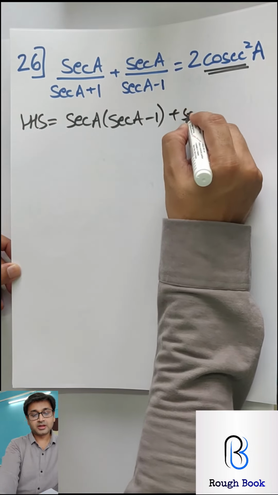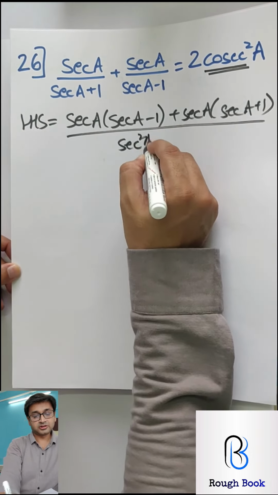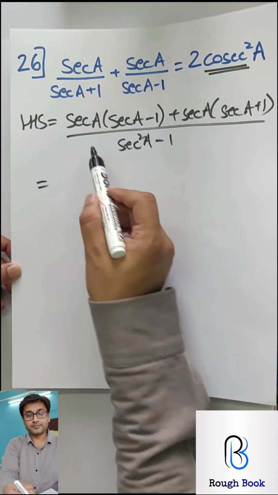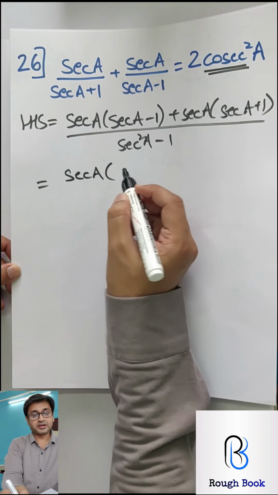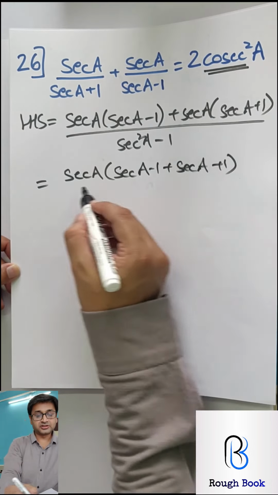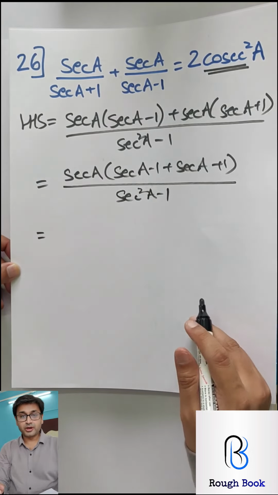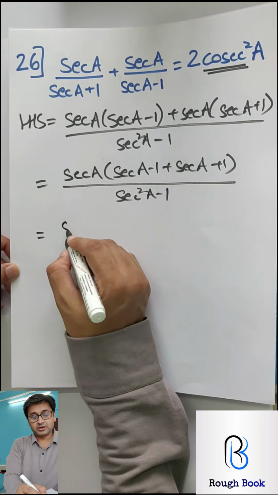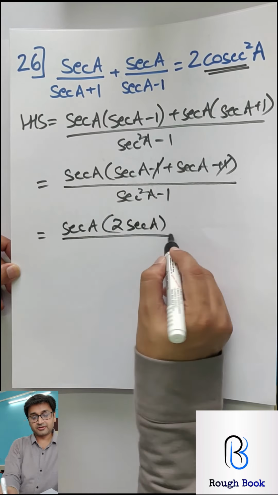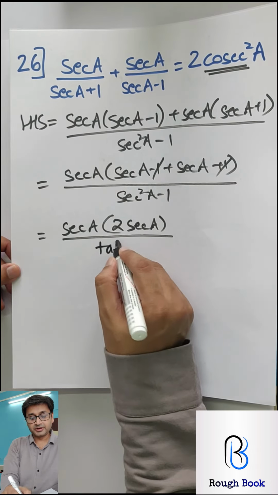Sec A into (sec A minus 1) plus sec A into (sec A plus 1) upon sec square A minus 1. This is A plus B, A minus B, so A square minus B square. Here I can pull out sec A common, correct? So what is left is sec A minus 1 plus sec A plus 1 upon sec square A minus 1. This is also a square ratio, isn't it? Use it and see, magic will happen. So minus 1 plus 1 gets cancelled. 2 into sec A is what is left. And sec square A minus 1, what is that? Tan square A.